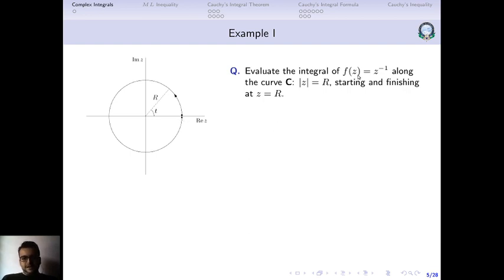So the problem is, again, f of z is equal to z inverse, that is f of z is equal to 1 by z, is the function. We would like to integrate that function over this closed loop, and this closed loop starts at this point, that is z equal to r, and it ends again at z equal to r. So over this closed loop we define this parameter t. In this case we take it to be the argument of this point.